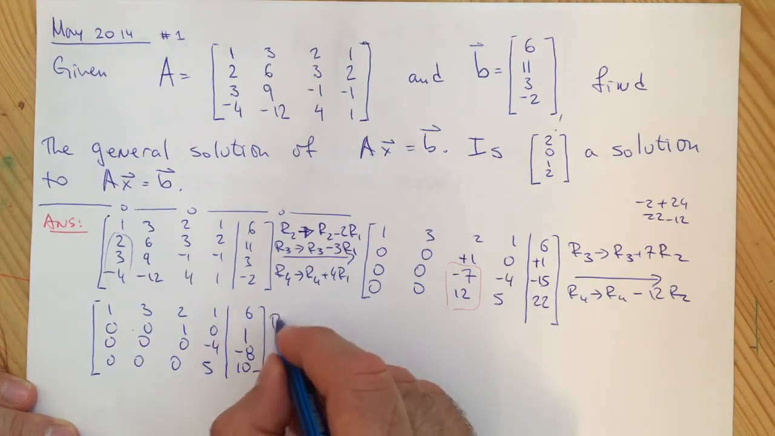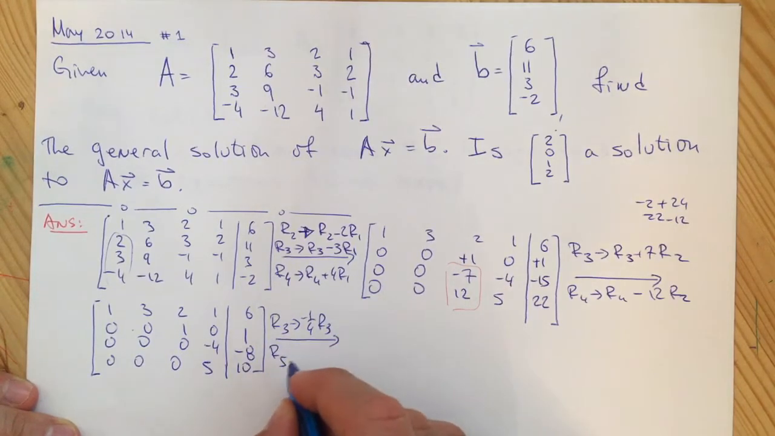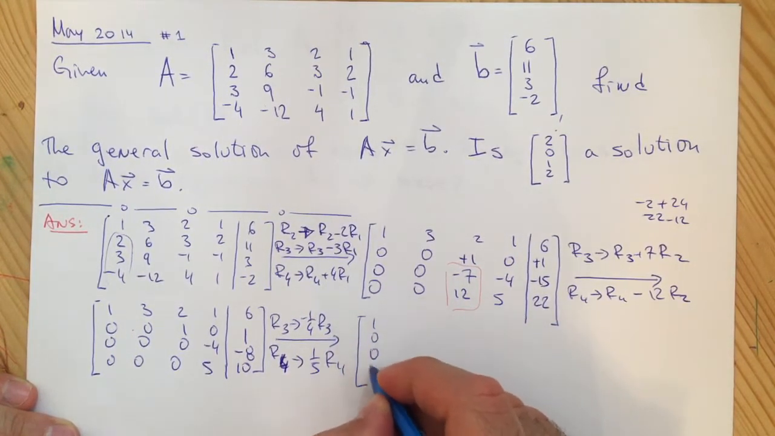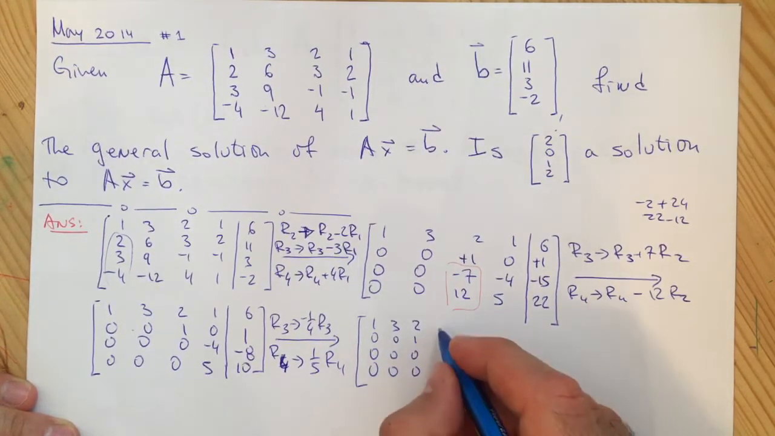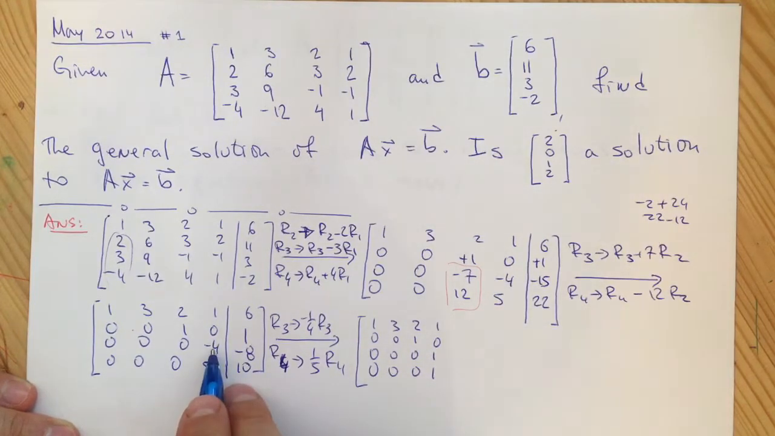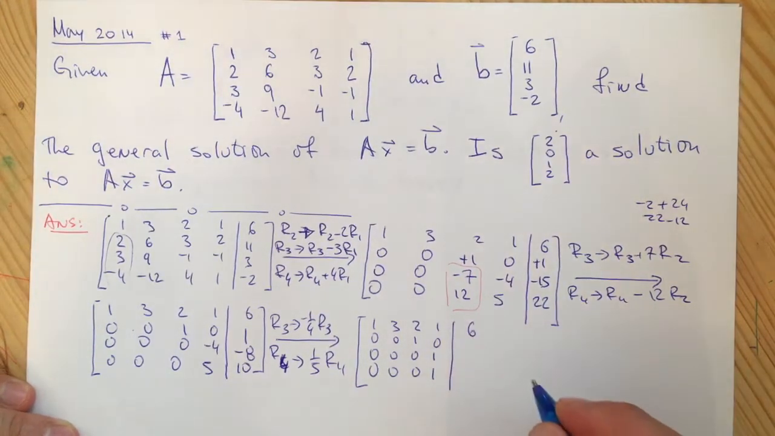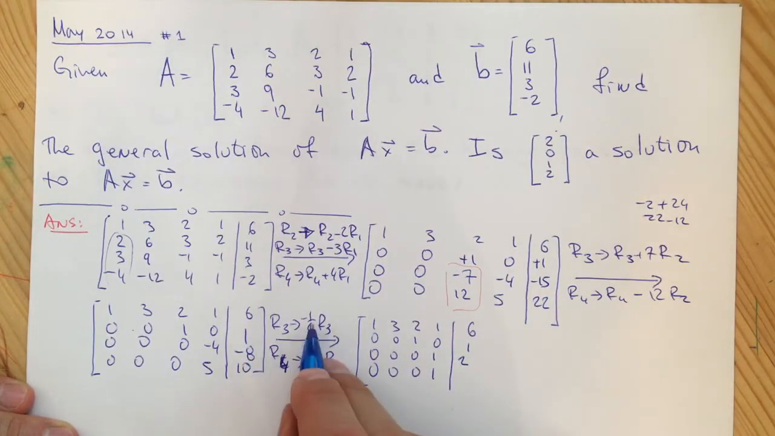Okay, so here I have row 3 becomes negative 1/4 row 3, and row 4 becomes 1/5 row 4. So 1, 0, 0, 0, 3, 0, 0, 0, 2, 1, 0, 0, 1, 0, 1, 1, because I multiplied this by negative 1/4 and this one I divided by 5, and then 6, 1, 2, negative 8 divided by negative 4 is 2, and here I have also 2.